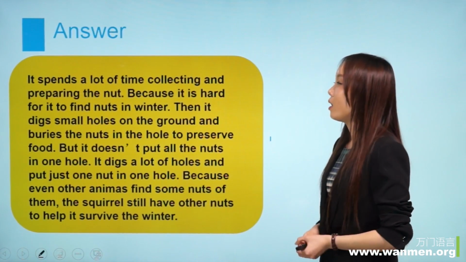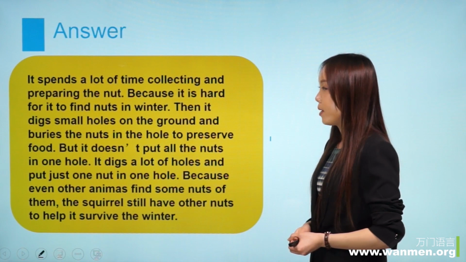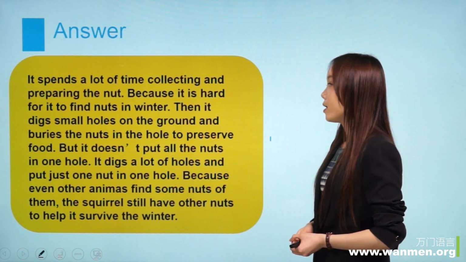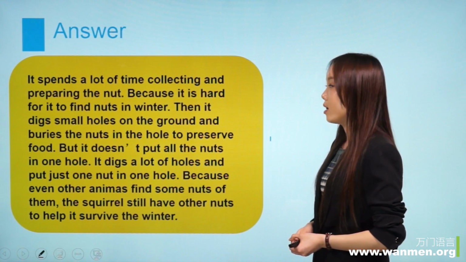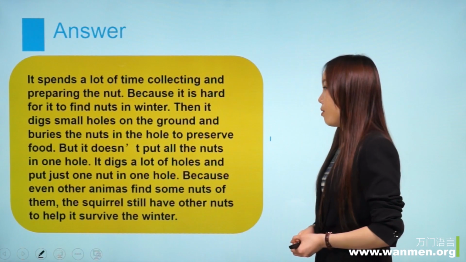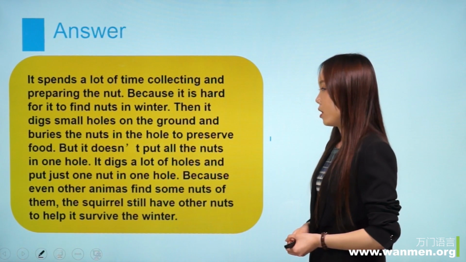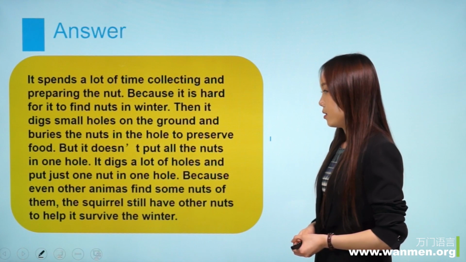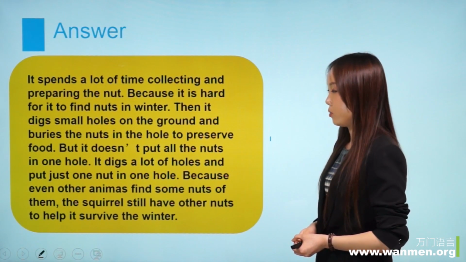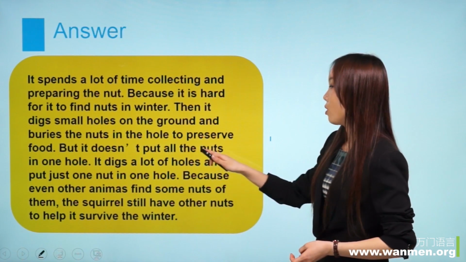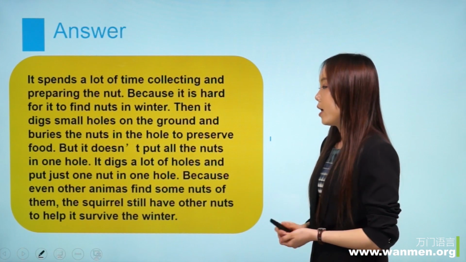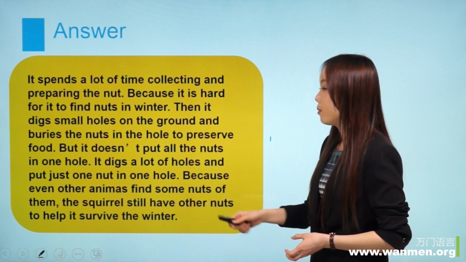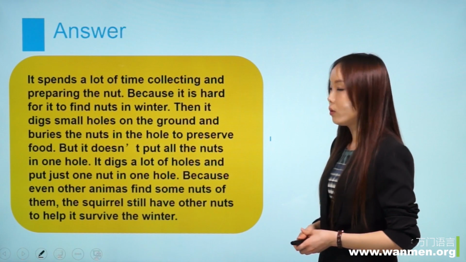It spends a lot of time collecting and preparing the nut because it is hard for it to find nuts in winter. Then it digs small holes on the ground and buries the nuts in the hole to preserve food. But it doesn't put all the nuts in one hole. It digs a lot of holes and puts just one nut in one hole.